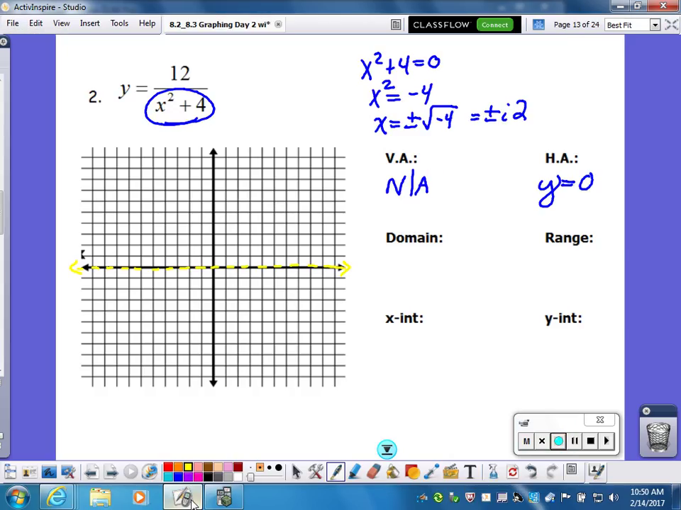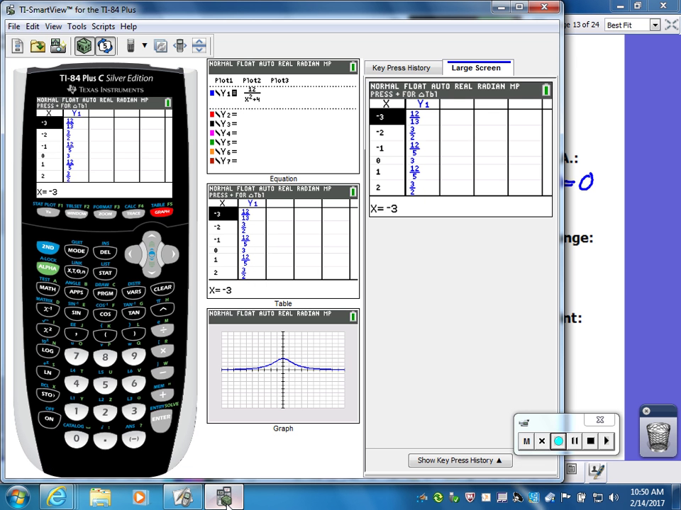So I go back to my graph. I'm going to plot (0, 3). Okay. Once again, I'm pulling that right off from my table. Then I'm going to plot (-2, 3/2).